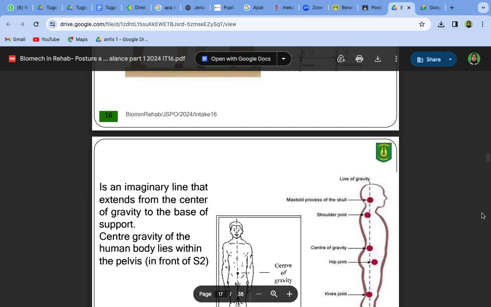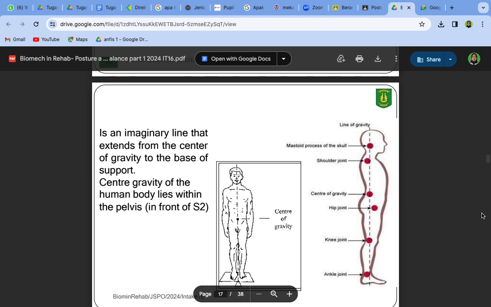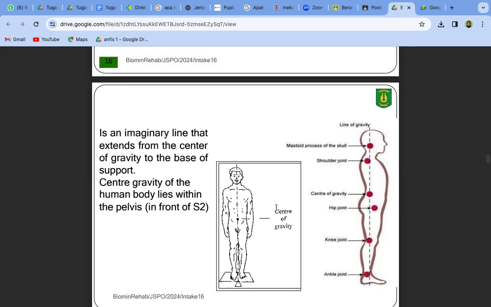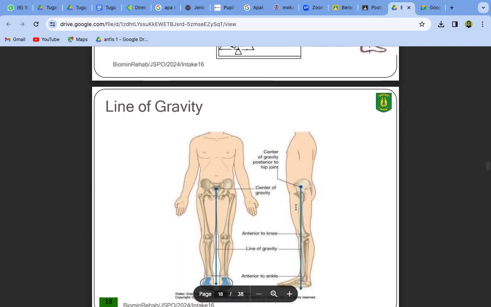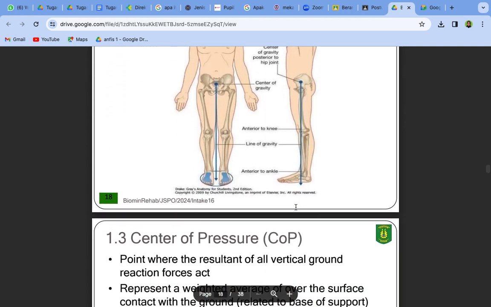Okay, the next is an imaginary line that extends from the center of gravity to the base of support. The center of gravity of the human body lies within the pelvis in front of S2. Okay. Line of gravity.